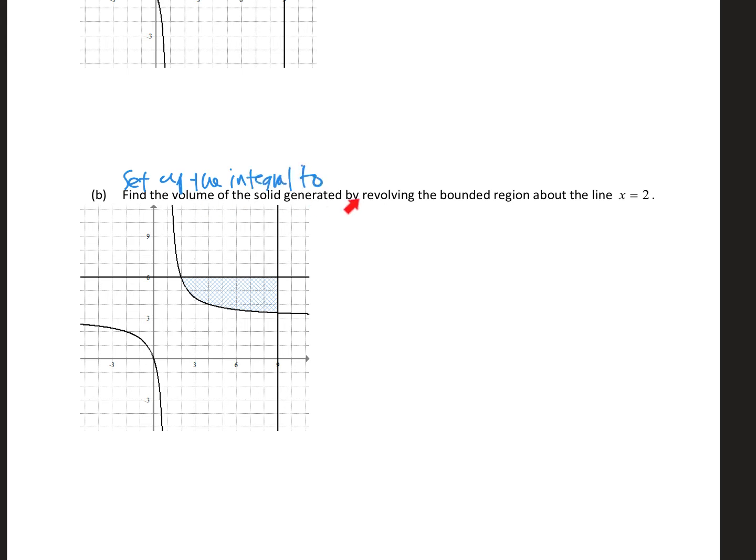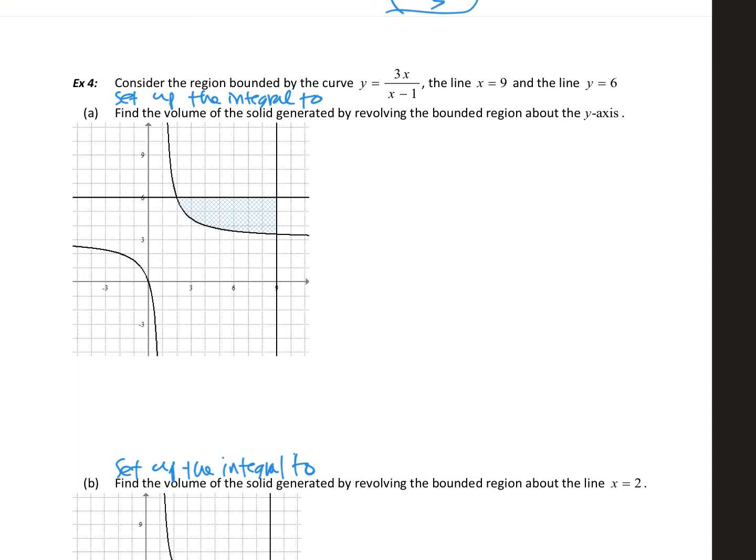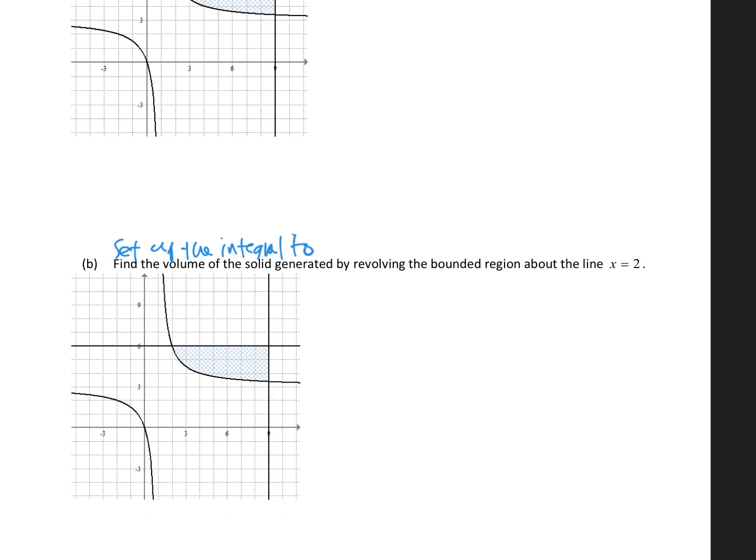All right, so we have a bunch of graphs here. y is equal to 3x over x minus 1. That's this graph. This is the vertical line x is equal to 9. When you have x is equal to some number, that gives you a vertical line, so this line. And then y is equal to 6. When you have y is equal to some number, that gives you a horizontal line. So this is the region we're talking about.